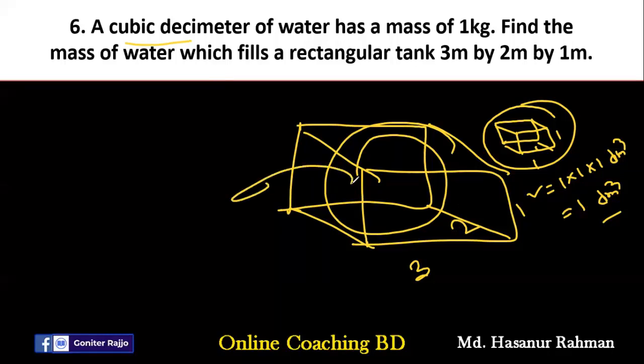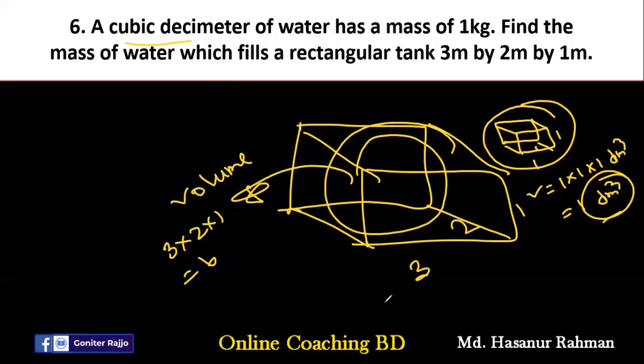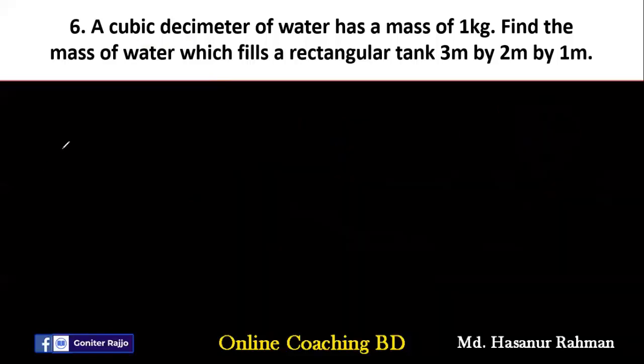We have to find out the volume here. So how can you find out the volume? Length multiplied by breadth multiplied by height. 3 by 2 by 1, that is 6. So 6 meter cube. But here decimeter cube is given, so there is a little difference. Now solve it. At first we have to find out the volume of this rectangular tank.